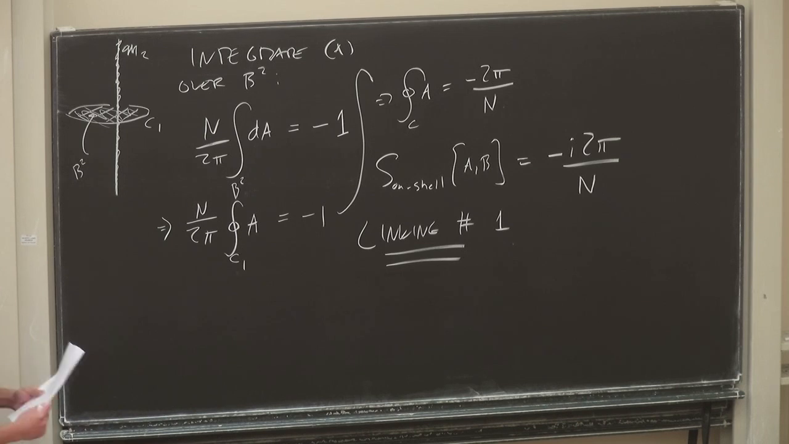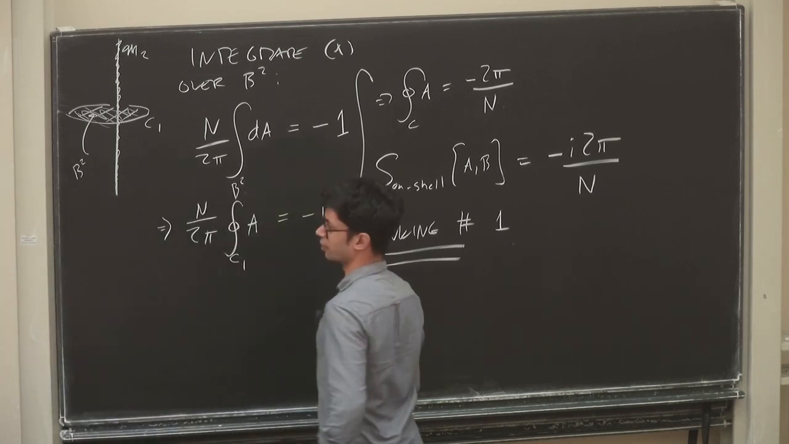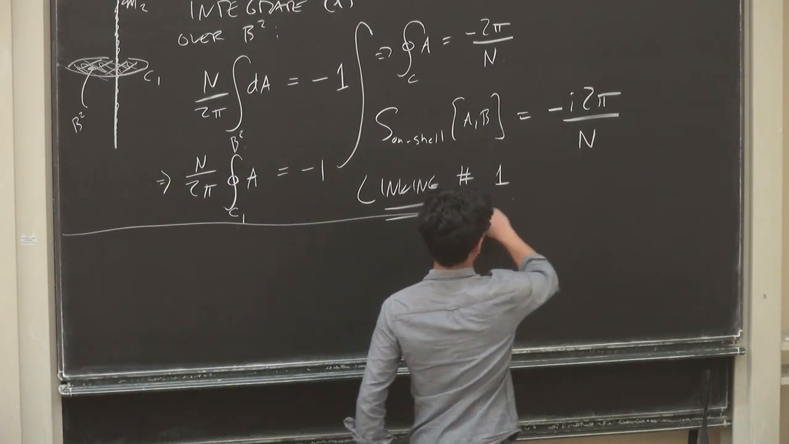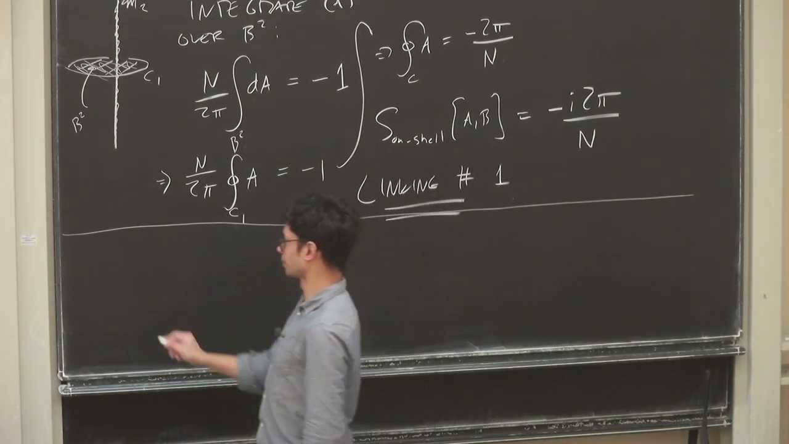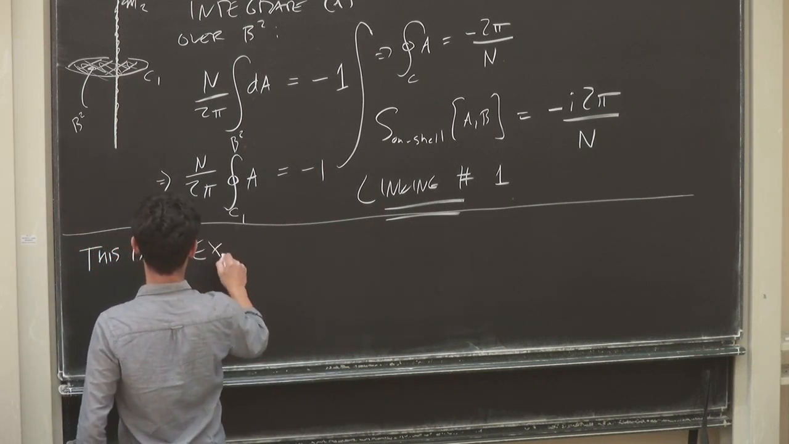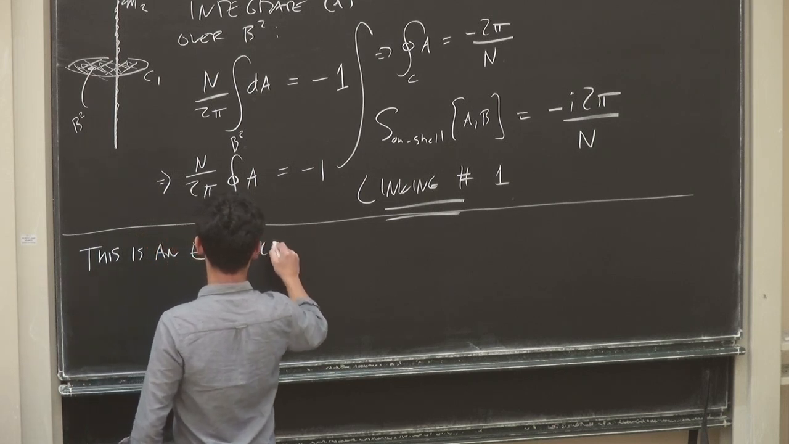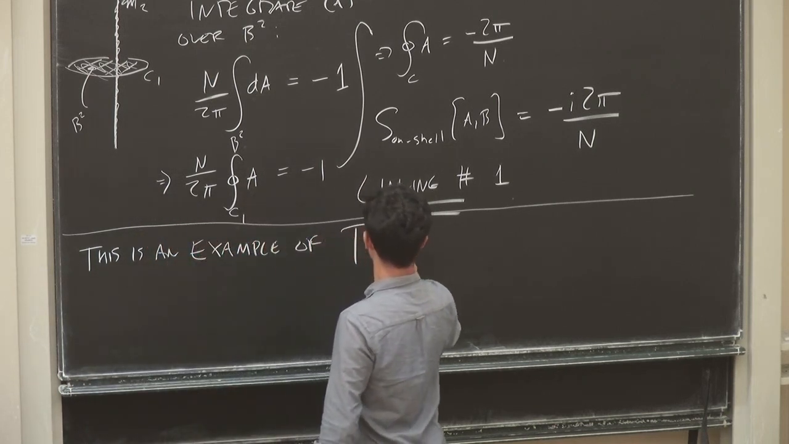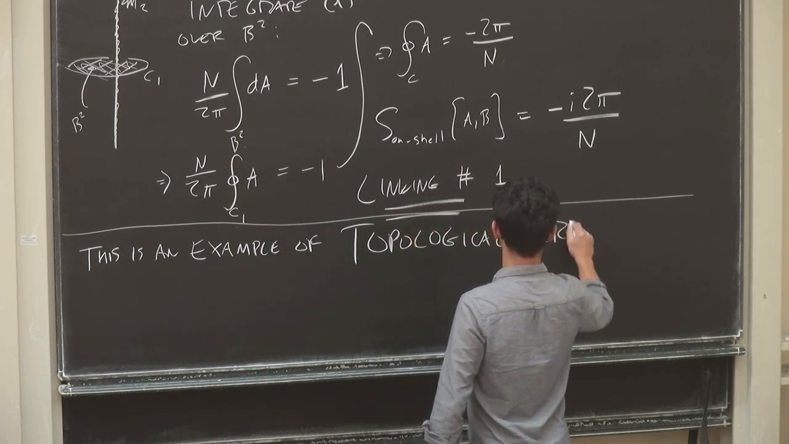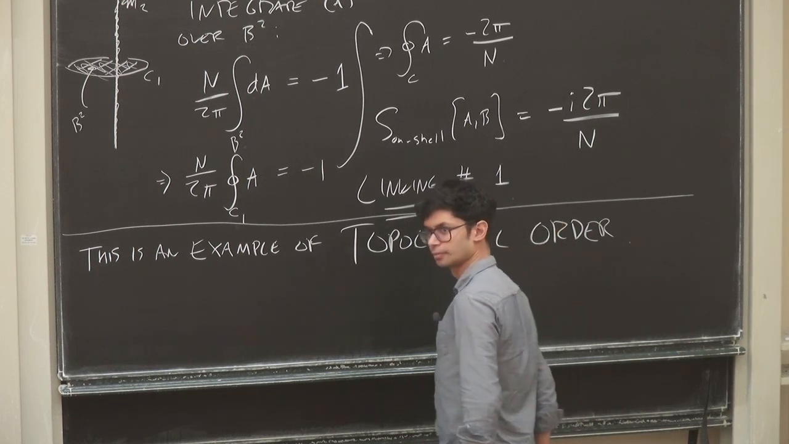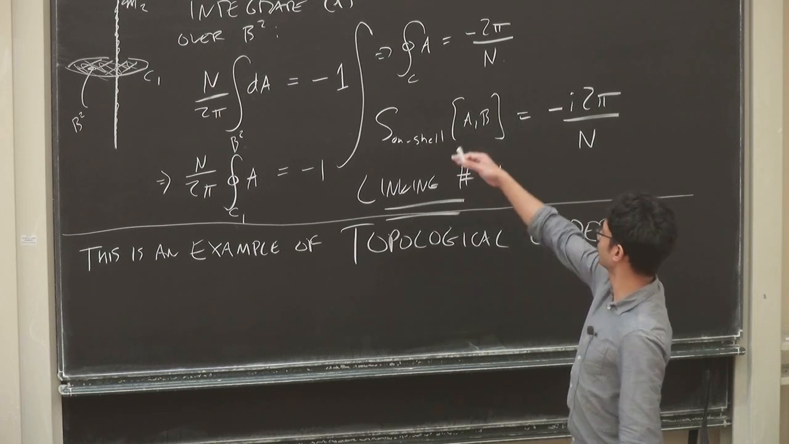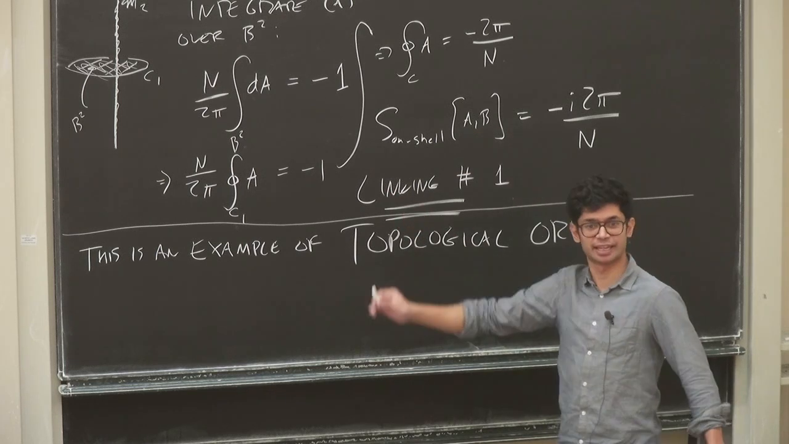So a theory that has this behavior is usually called an example of something that has topological order. Topological order is just a name given to theories that have non-trivial extended objects that have non-trivial linking algebras.